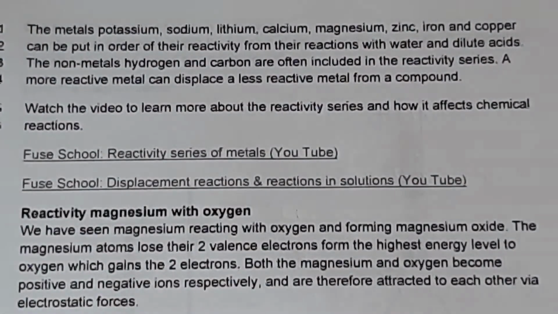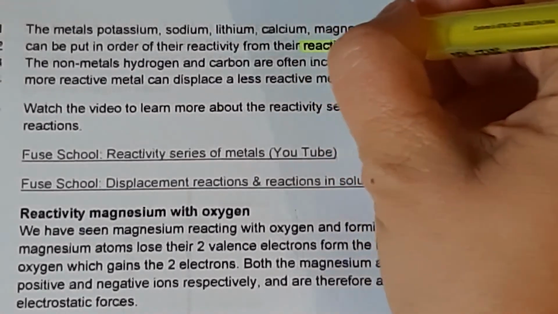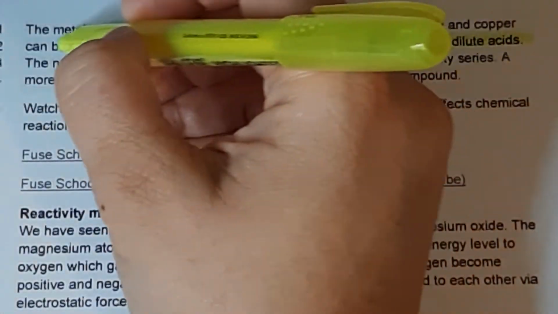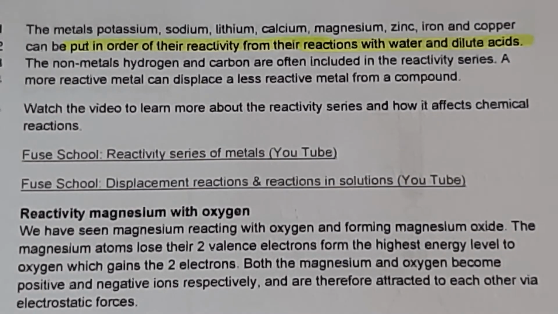So moving on to page 15 now. The metals potassium, sodium, lithium, calcium, magnesium, zinc, iron and copper can be put in order of their reactivity from their reactions with water and dilute acid. So these metals here, we put them in order of their reactivity by looking at their reaction with water and their reactions with dilute acids. The non-metals, hydrogen and carbon, are often included in the reactivities, and you've seen why. I've explained that, and that's about how we extract them from their ore, and it's really important to know that.